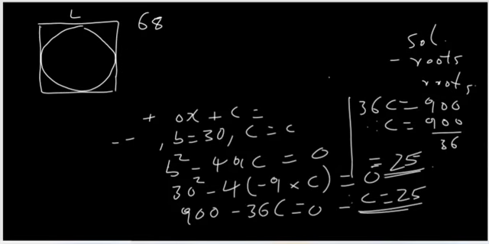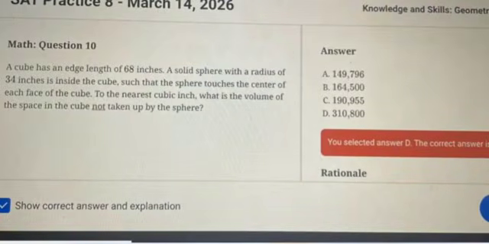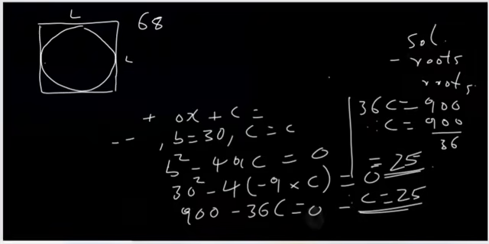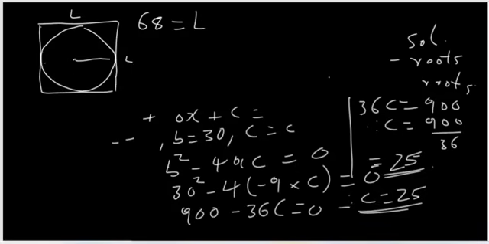Each length L is 68, and they give the radius of the sphere. So the radius of this sphere, R, is 34. Now they say we should calculate the area that is not taken up by the sphere.